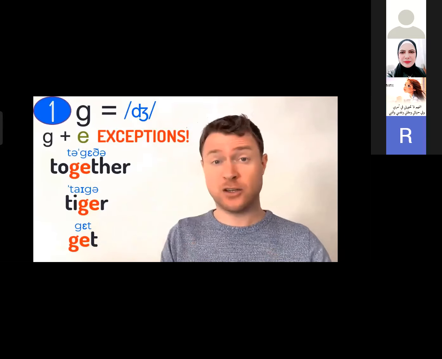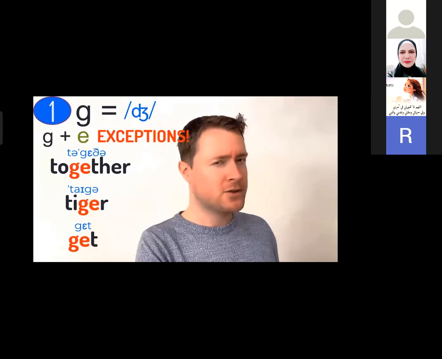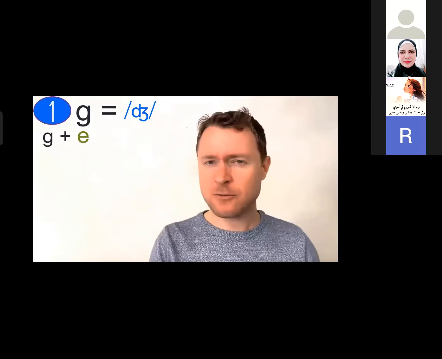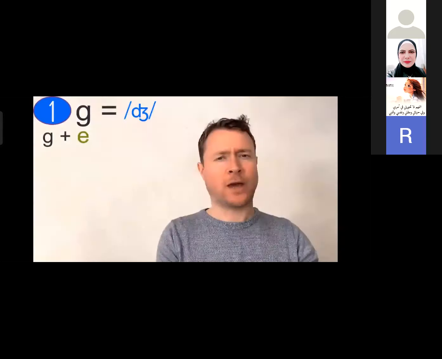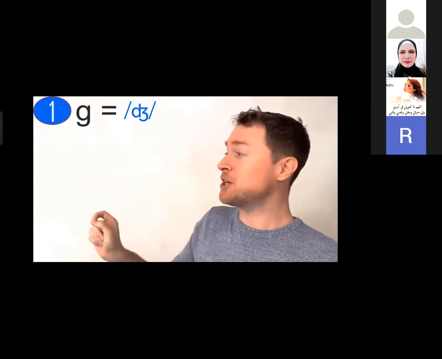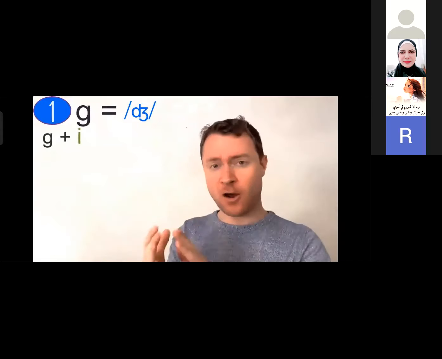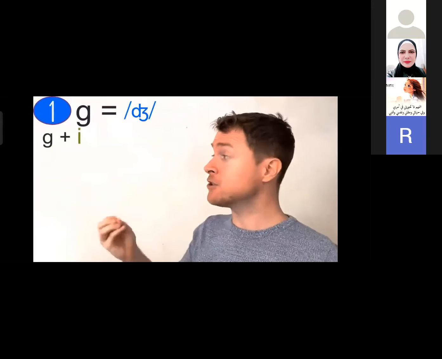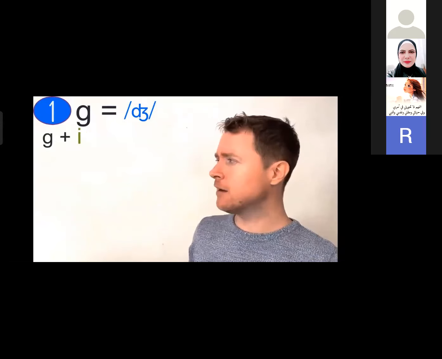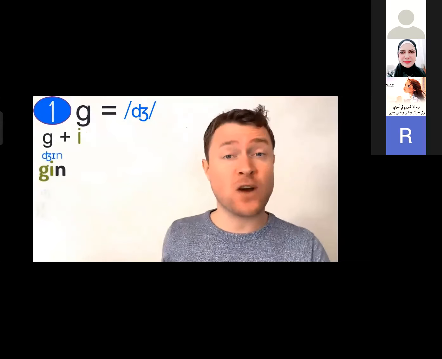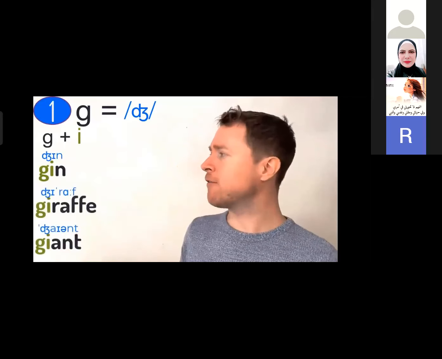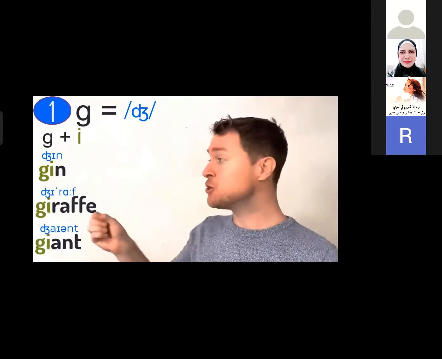Okay, get and together and tiger are examples of times when the G and E don't make that J sound. So be careful and make sure that you do like I said, which is always double check the word that you're learning first. Okay, let's have a look at the next rule. So G plus E, the G is normally J. What about G plus I? G and I together also means that the G is usually J. Think about words like gin or giraffe or giant. Gin, giraffe and giant, okay?